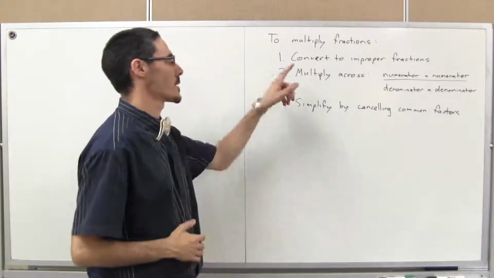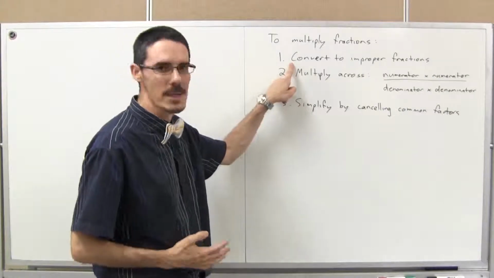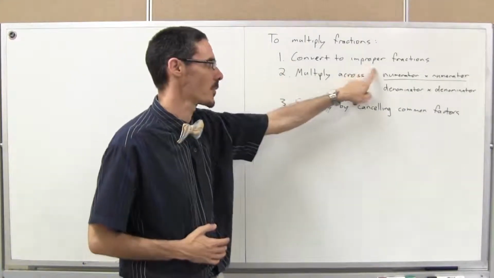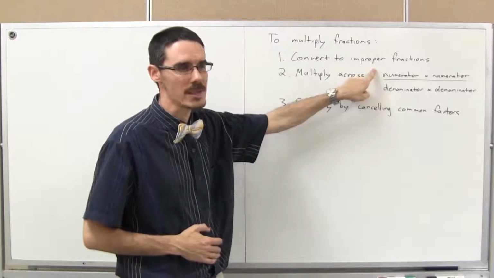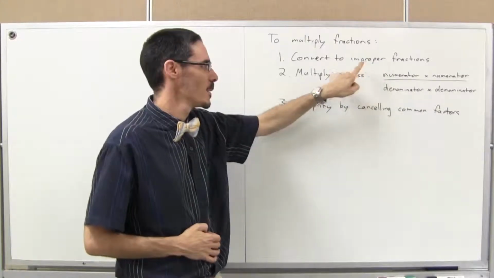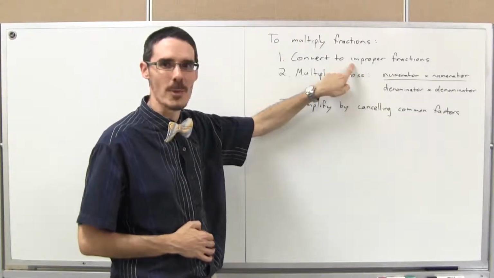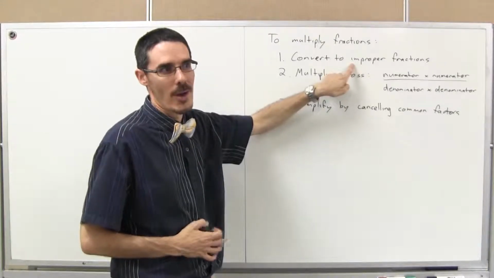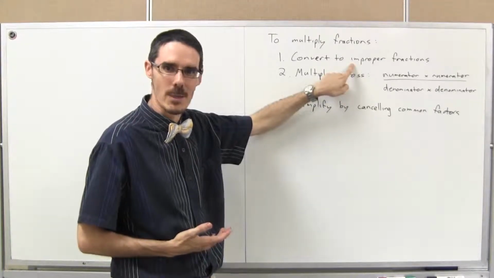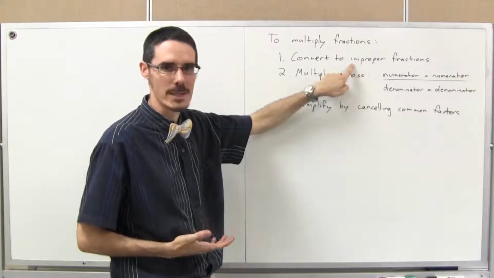To multiply fractions, first, convert any mixed numbers you've got into improper fractions. Otherwise, this algorithm won't work. The fact that you have to do it for multiplying and dividing is the reason I recommend you do it for adding and subtracting as well. Then the first step is always the same.